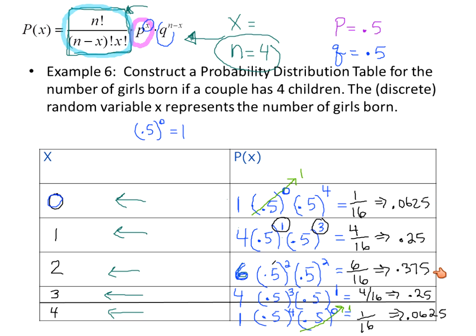All right, so if you add up the column, it's going to add up to 1. So the sum of all your probabilities in a probability distribution is going to equal 1. So it was very important to understand how this formula works.